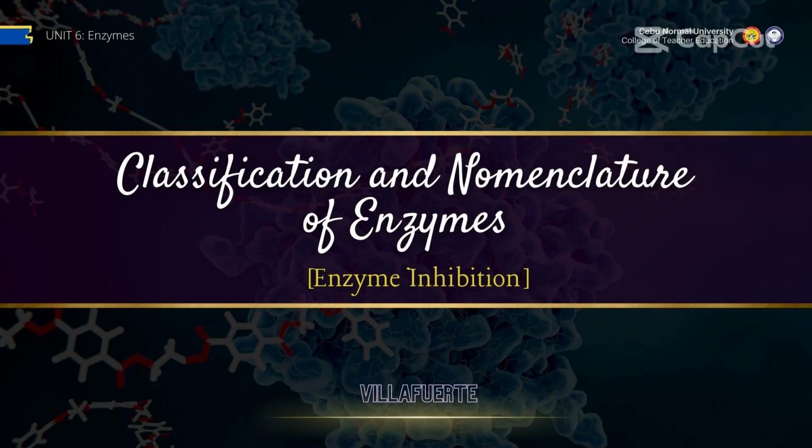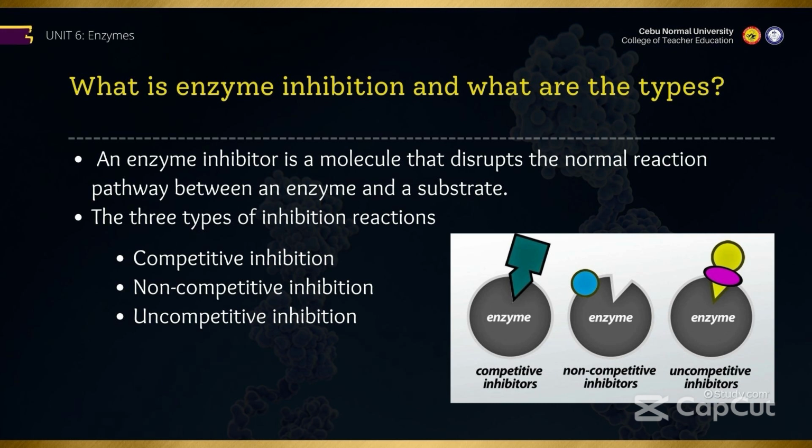So, hi everyone. Today in this topic, we are going to talk about enzyme inhibition. Okay, so the question here is what is enzyme inhibition and what are their types? So here, an enzyme inhibitor is a molecule that disrupts the normal reaction pathway between an enzyme and a substrate.